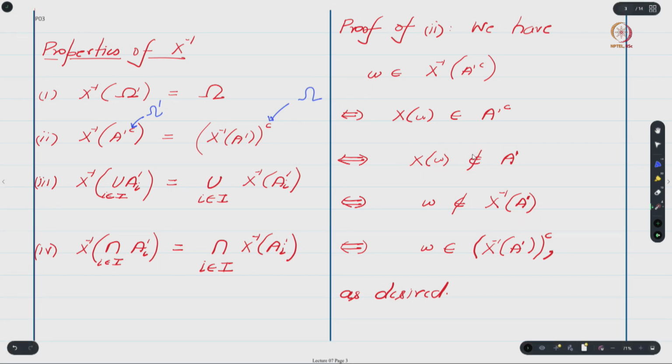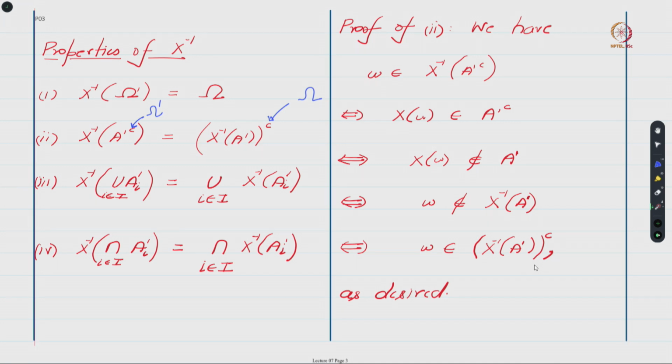So, this slash over here over the belongs to sign implies that X of omega does not belong to A prime. Now, X of omega does not belong to A prime, from the definition of X inverse, leads us to conclude that this element omega does not belong to X inverse of A prime, right. And if omega does not belong to X inverse of A prime, we get that omega belongs to the complement of X inverse of A prime, right.